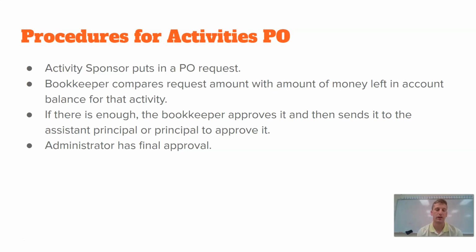And then the bookkeeper says, okay, is there enough money? And then she approves it, and then it goes on to the assistant principal or the principal, depending on what the purchase order is for. And then that administrator will either approve or deny that request, and they won't even check the balance because they know it's already been checked by the bookkeeper. So it really just comes down to, are the funds going to a good cause? Are we allocating it to what we want it to go to?